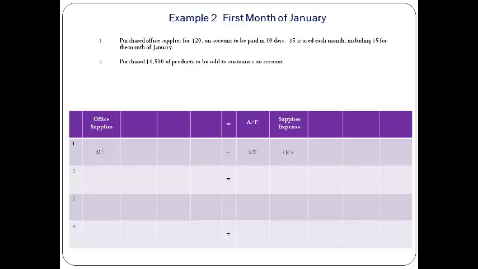The company purchased products to be sold to customers on account. Goods or services to customers? No. Service to the company? No. The company received an asset called inventory and will pay later.